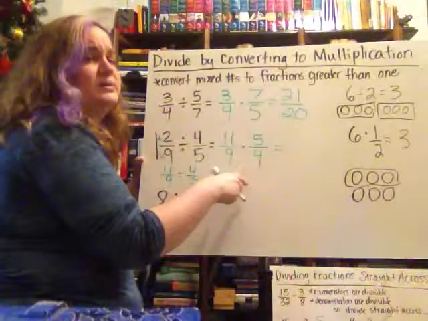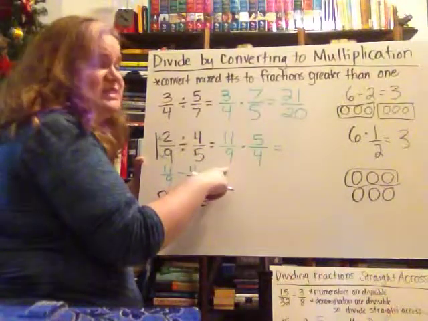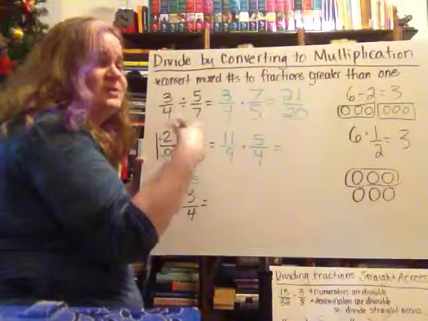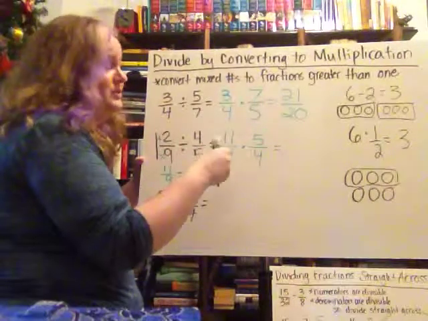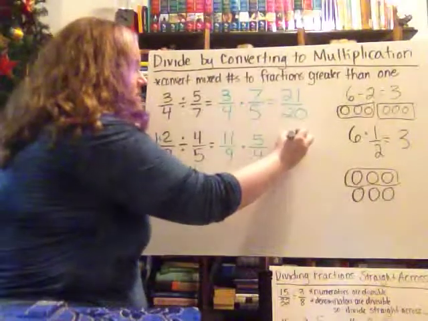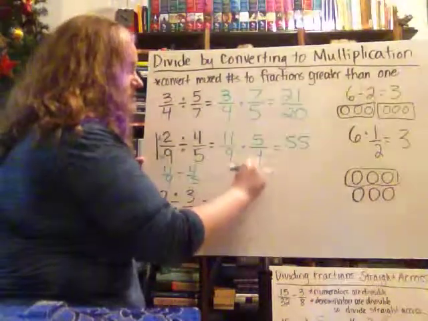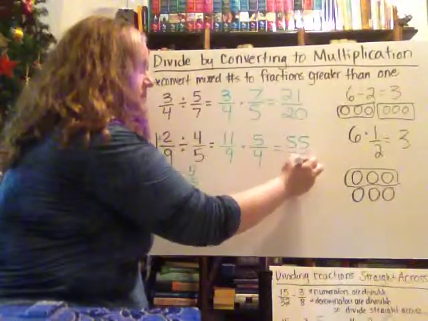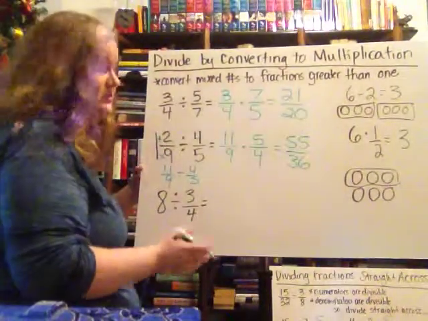If you don't, if you flip the dividend instead, you'll get the opposite of your answer. In other words, you'll get the reciprocal of your answer. So we don't want that. 11 times 5 is 55. 9 times 4 is 36. And that's it. That's all there is to it.